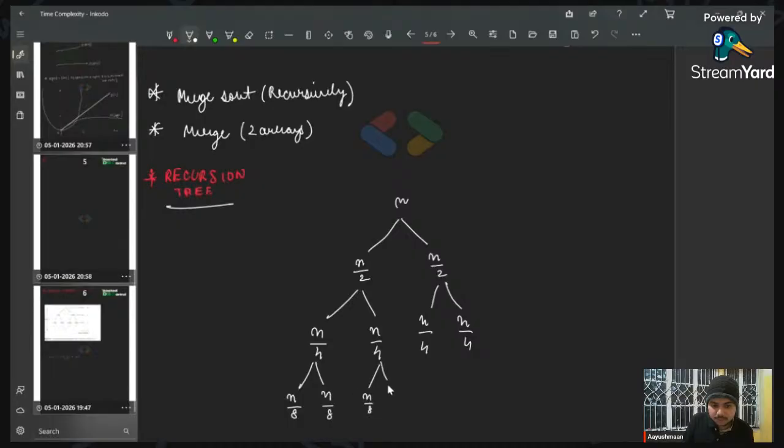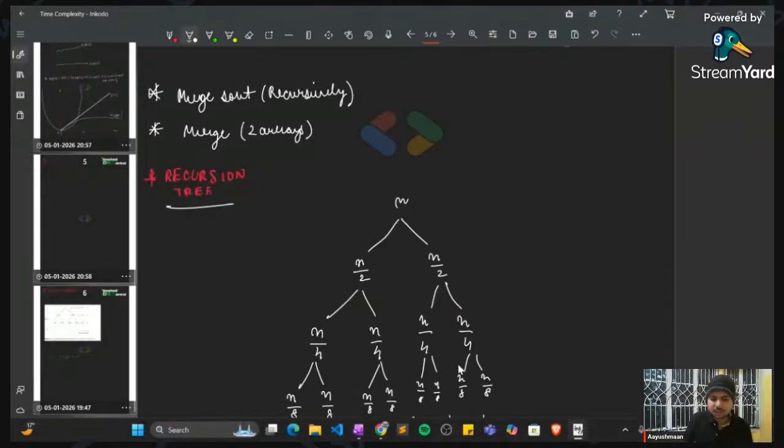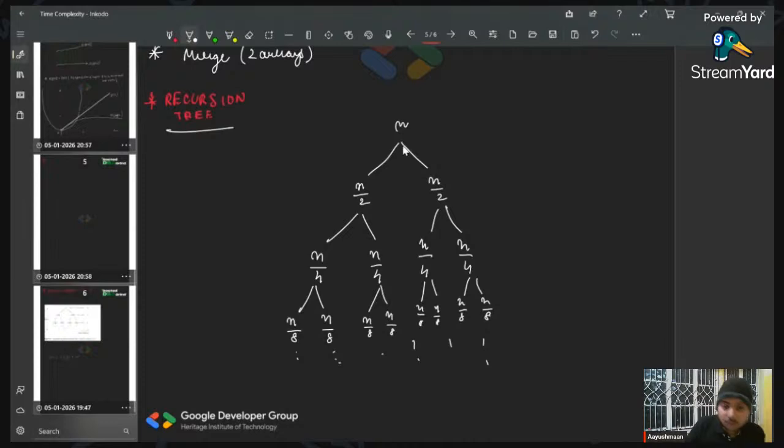Now everything is going to be broken down into two parts, okay? N by 8, n by 8, n by 8, n by 8, and so on. It carries on until and unless we get a single node, okay? Now what do we have to look into is कि इसका height कितना होता है. Now how do we find height?